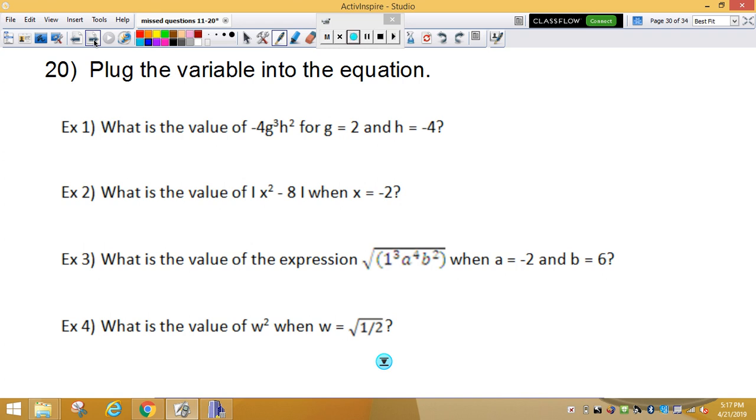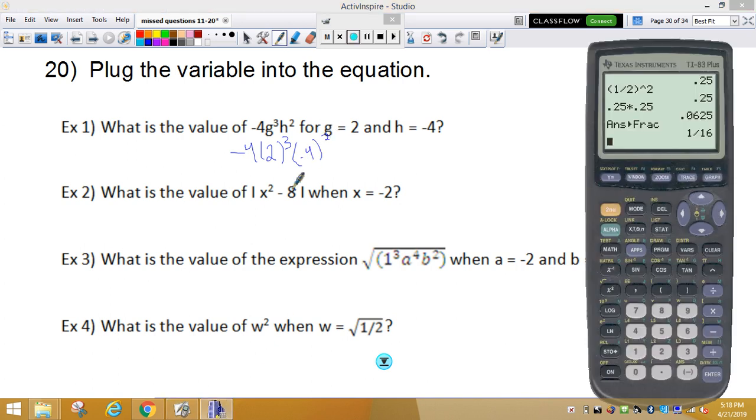Okay, for 20, you need to plug the variables into the equation. Now, this is kind of like number 11 if you have missed number 11. If there's only one thing to plug in, you can also do it in your calculator, and I'll show you how to do that. Example 1 has a g and an h, so we can't do this on our calculator because you can only do it if there's one variable. So I got negative 4. Instead of a g, I'm plugging in 2. Every time you plug something in, you need to put it in parentheses. And for h, I'm plugging in a negative 4 to the 2nd. So you need to have that written down.